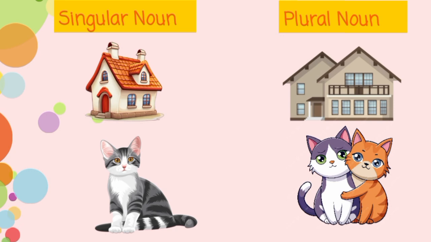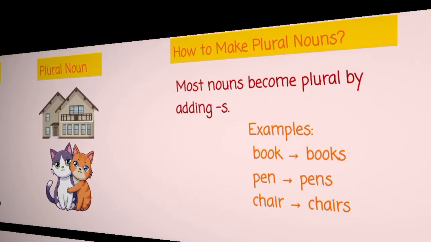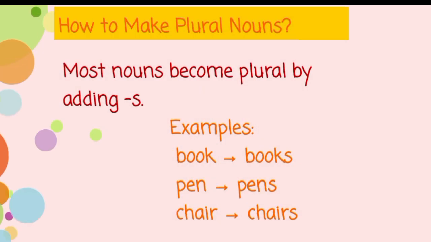Here we have some singular nouns and some plural nouns. One house refers to a singular noun, and then we have two houses, as they are more than one, so they are plural nouns. Next we have one cat, which is a singular noun, and more than one is a plural noun. How to make a plural noun?